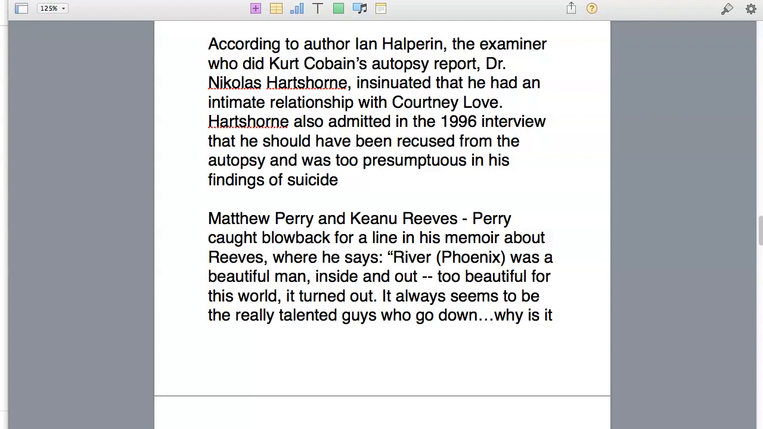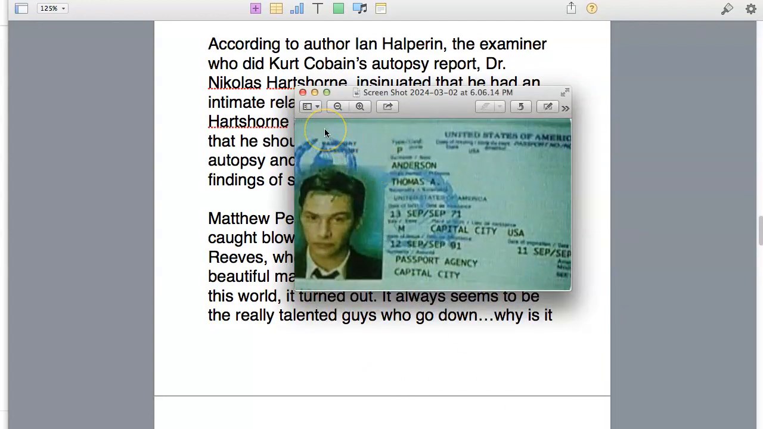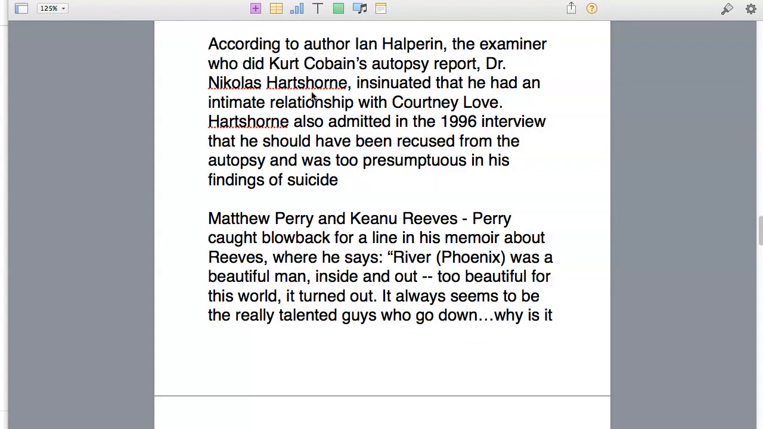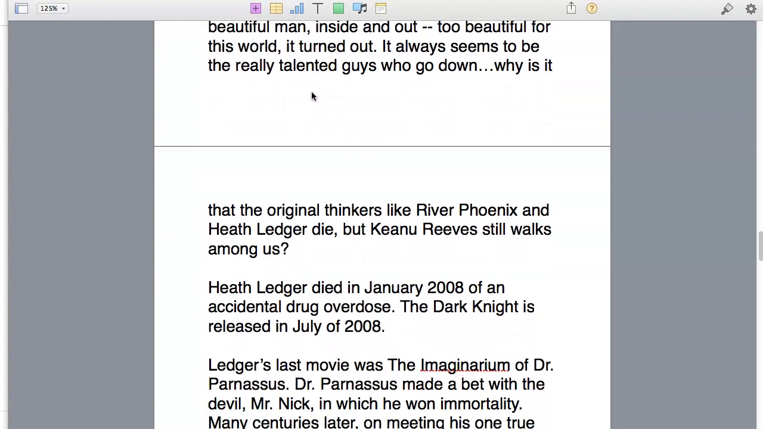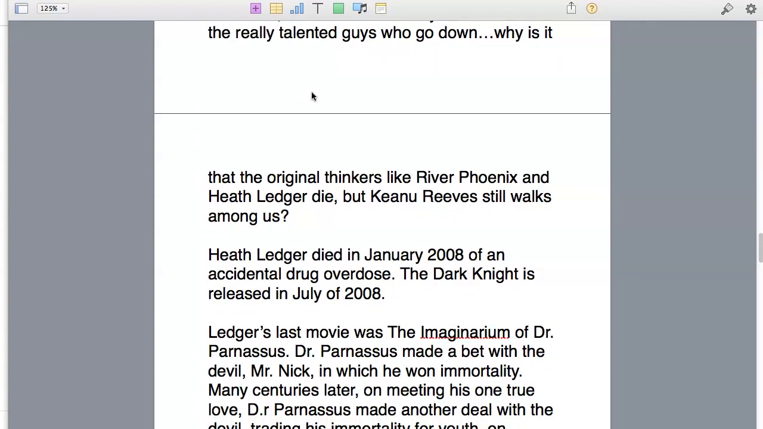So as I was getting into in the beginning with Keanu Reeves, Thomas Anderson, and September 11th, 2001, you have this random relationship between Matthew Perry and Keanu Reeves, where Perry caught blowback for a line in his memoir about Keanu Reeves where he says, "River Phoenix was a beautiful man inside and out, too beautiful for this world, it turned out. It always seems to be the really talented guys who go down. Why is it that the original thinkers like River Phoenix and Heath Ledger die, but Keanu Reeves still walks among us?"